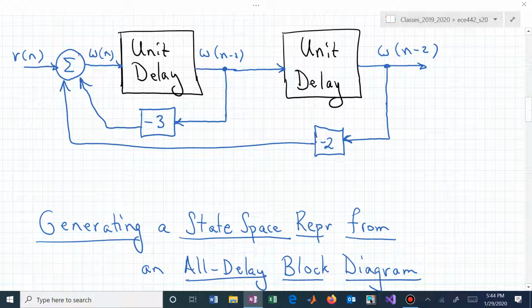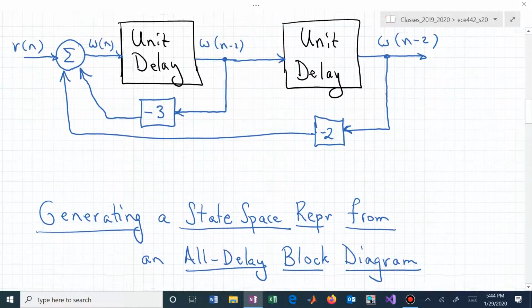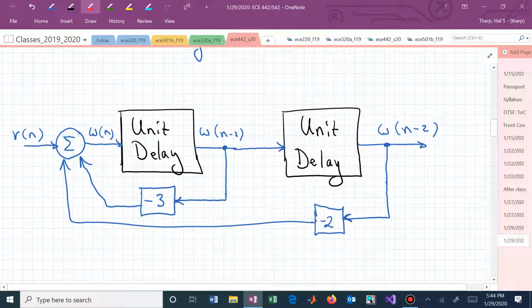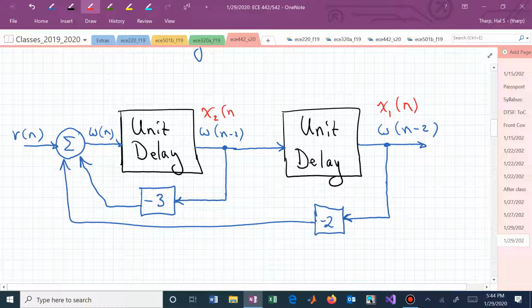Here's our strategy to create a state space representation: assign state variable components to the outputs of each delay block. And to be consistent with what I've anticipated, let me just call this far right signal x sub 1 of n. That's one of my state variable components. The other state variable component is the output of the first delay block, and I'm going to label that as x sub 2 of n.